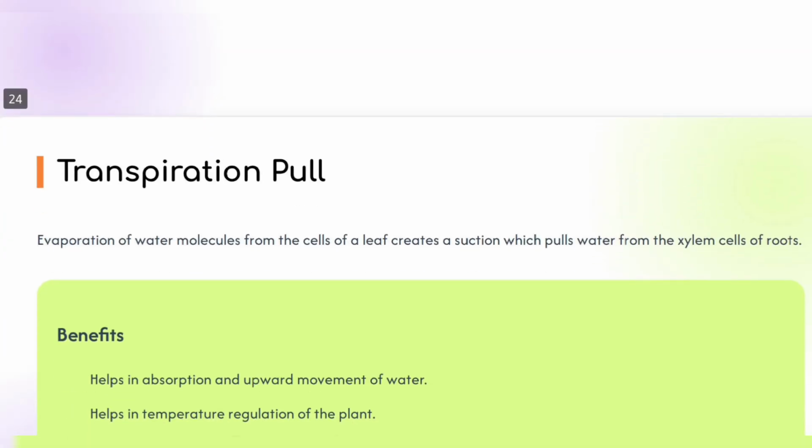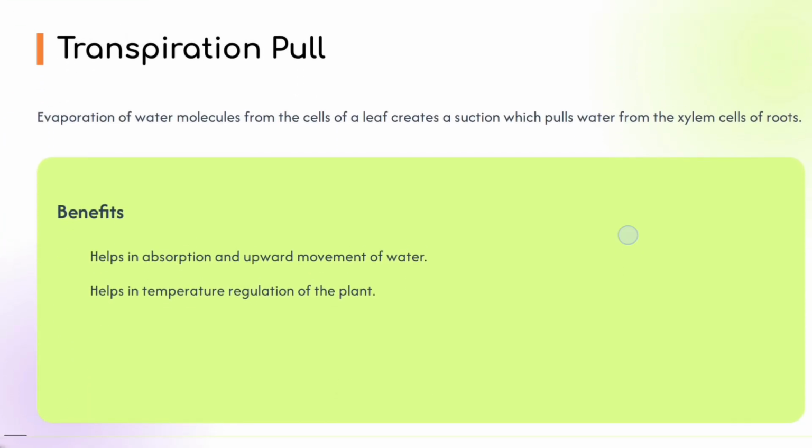Next, we will study transpiration pull. This is a very important mechanism in plants. When water evaporates from the leaves, this is called transpiration. It creates a suction or pulling force. This force pulls water and minerals upward from the roots through the xylem vessels, all the way to the top of the plant, even in tall trees.